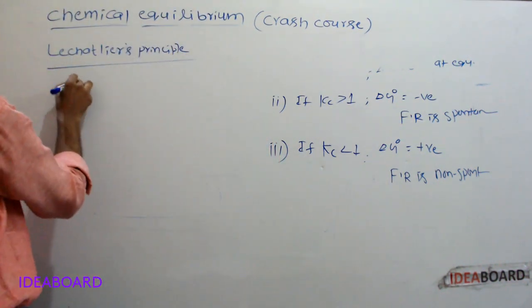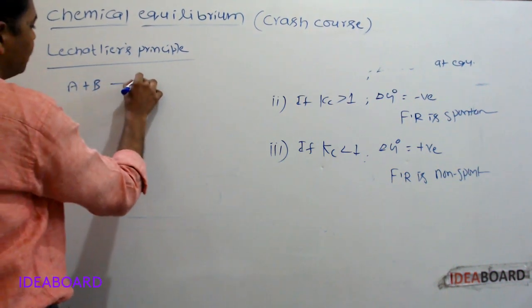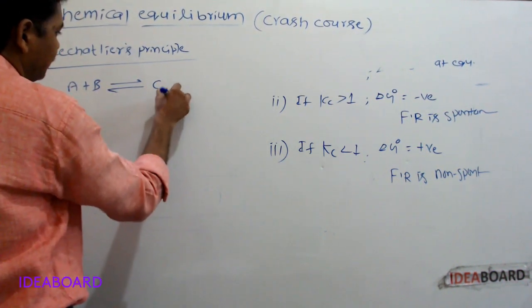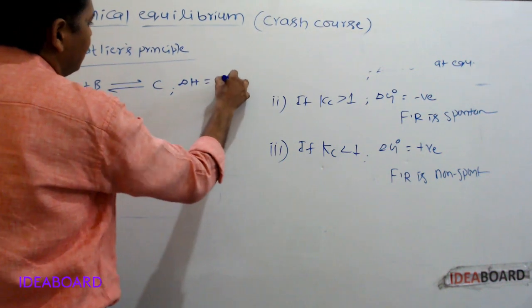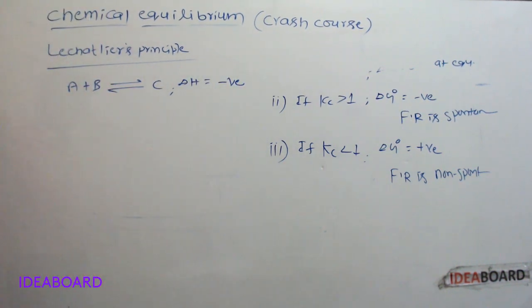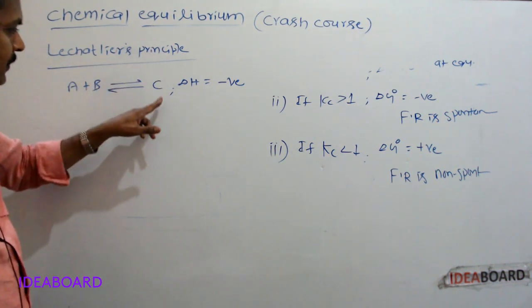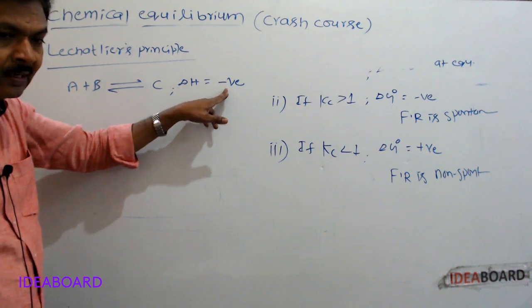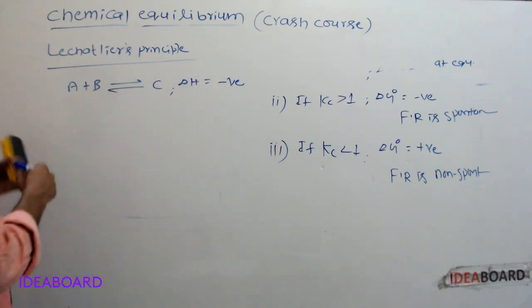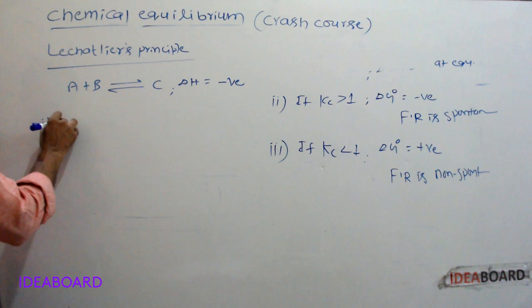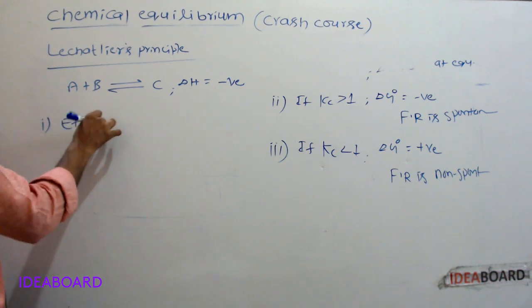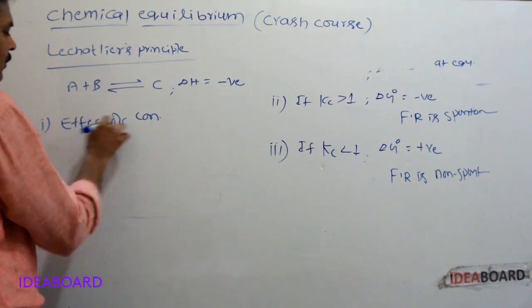I am taking one general reaction: A plus B gives C, delta H is negative. This is a reversible reaction. 1 mole of A plus 1 mole of B reacts and forms 1 mole of C. Delta H negative means an exothermic reaction. Let us discuss the effect of concentration.